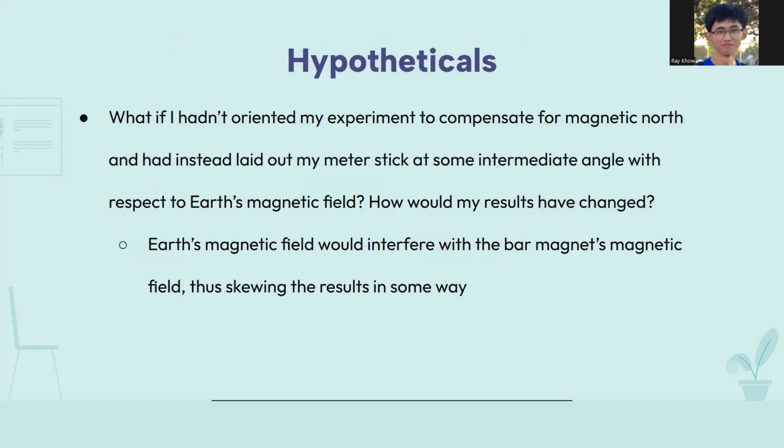For the first hypothetical question, if I had not oriented my experiment to compensate for the magnetic field, Earth's magnetic field would have interfered with the bar magnet's magnetic field, and the results would have been skewed in one way or another.